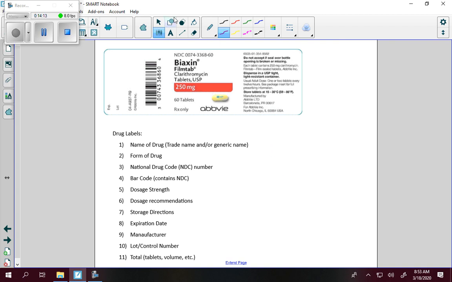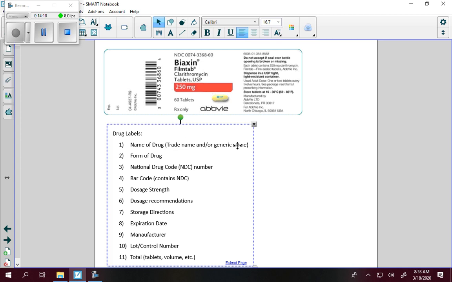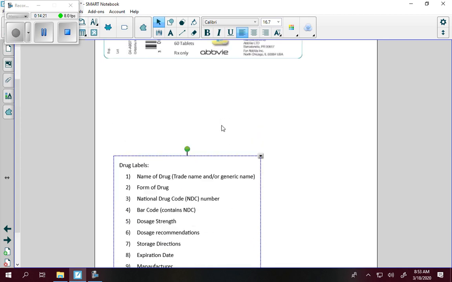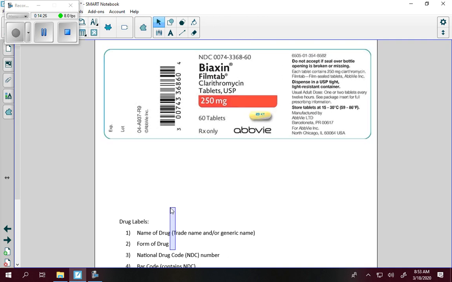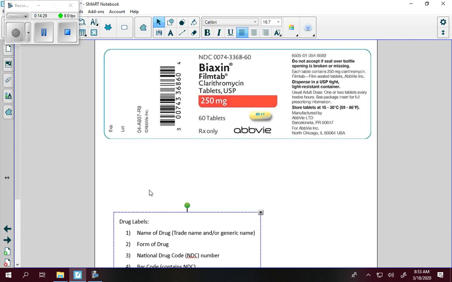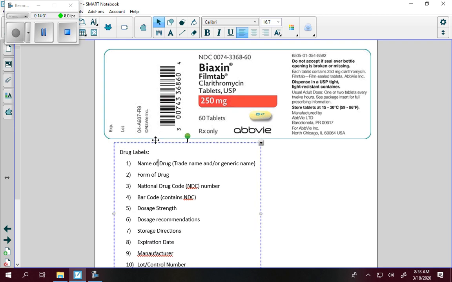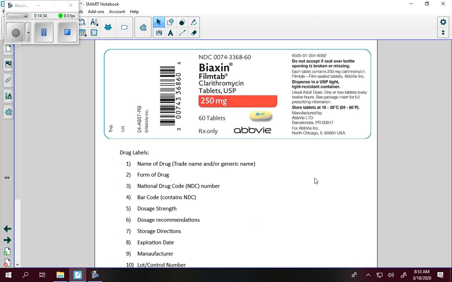And now we have the medicine labels. These are the things that you need to know with medicine labels. I'm going to move that down. I'm going to blow this up, and we're going to talk about it. So, there we go. If we're talking about this medicine label, then these are the essential things you need to know about them. First of all, the name of the drug, the trade name or generic name. The trade name would be Biaxin because of the little R, but it would also be Filmtab, which is that R.